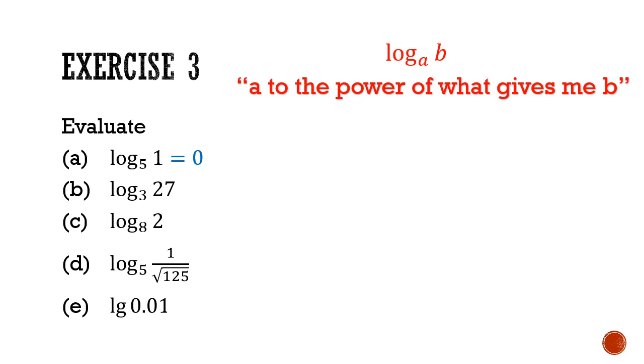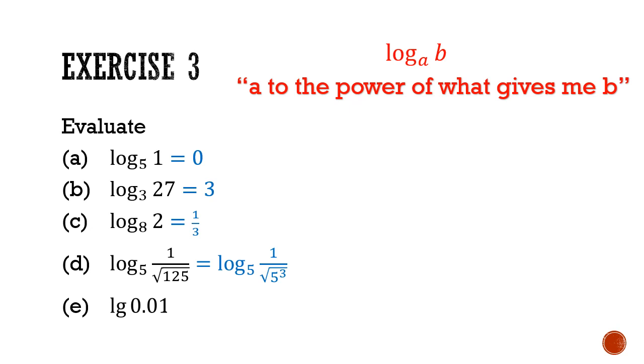Part B, 3 to the power of what gives me 27? The answer is 3. 3 to the power of 3 gives me 27. Part C is a little bit harder. 8 to the power of what gives me 2? Well, the cube root of 8 gives me 2, so 8 to the power of 1/3 gives me 2, so the answer is 1/3.